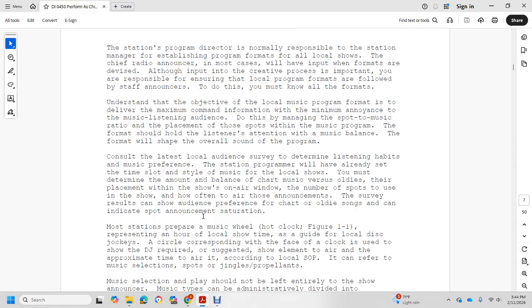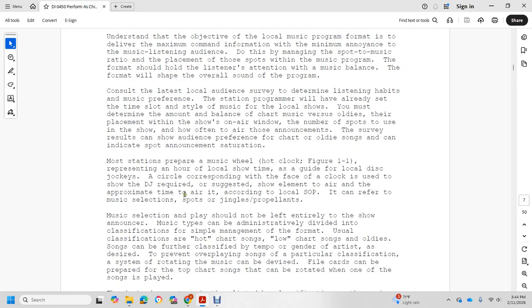The survey results can show the audience's preference for chart and oldie songs and can indicate spots, announcements, and saturation. Many stations prepare a music wheel, or hot clock, Figure 1-1, representing an hour of local show time as a guide for local disc jockeys. A circle corresponding to the face of a clock is used to show the elements the DJ is required or suggested to air, and the approximate time to air them. According to the local standing operating procedure, it can refer to the music selection, spots, jingles, and promos.